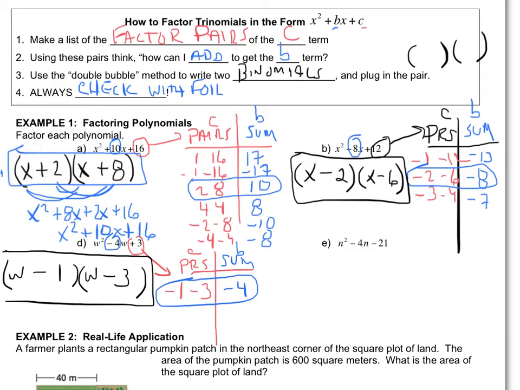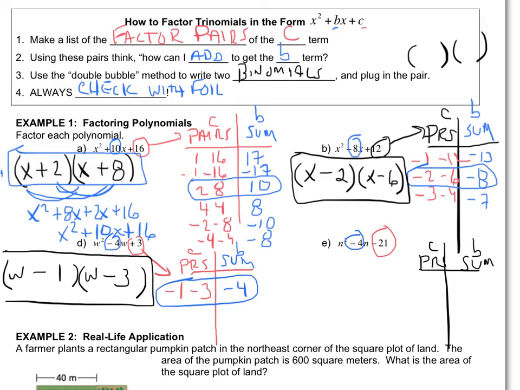And here's the last one. So this is where you really have to start kind of thinking how this works. So I have my pairs, I have my sum. Now I'm looking at a negative here, negative 21. So to make a negative 21, this time I have to have one positive and one negative. So this time I really kind of have to write out some of this. I'm still keeping in mind a negative 4 is the B value.